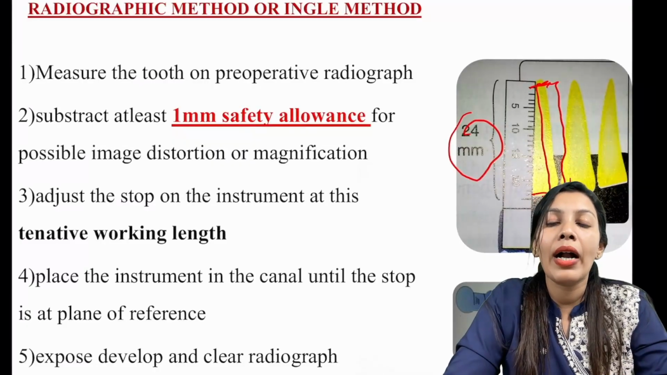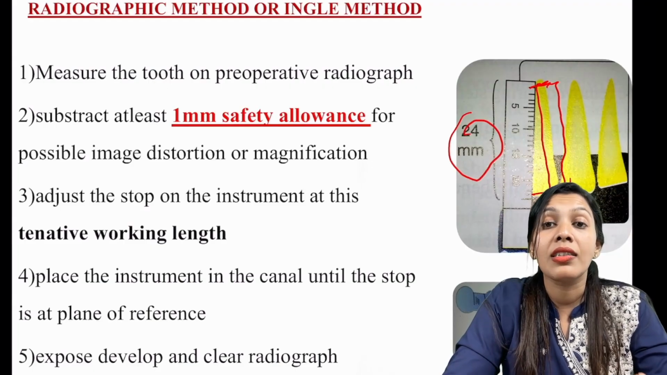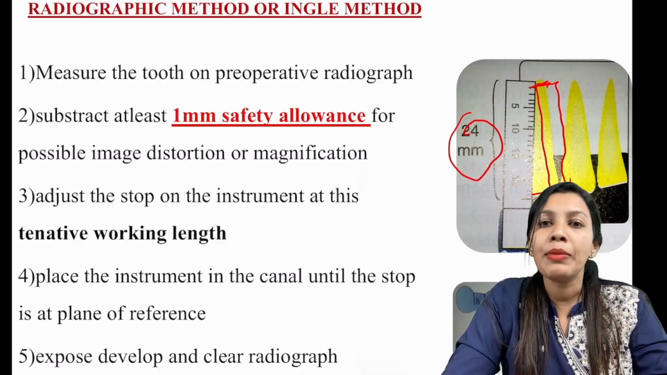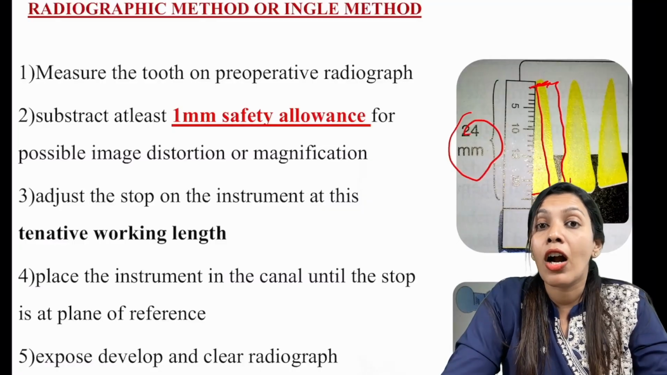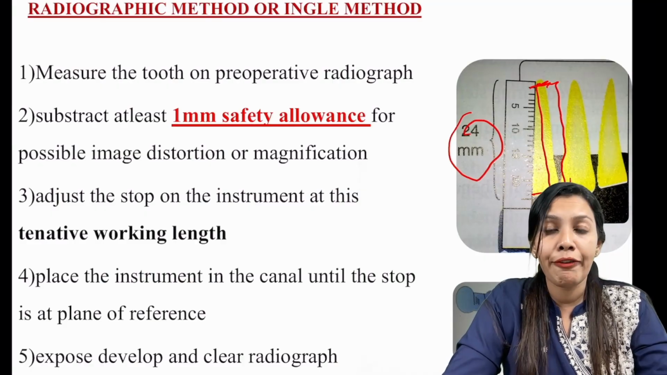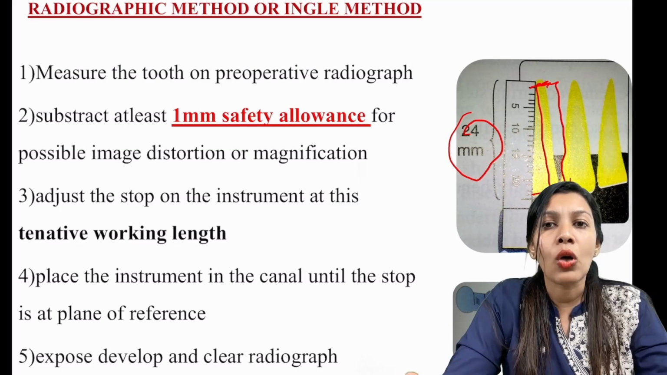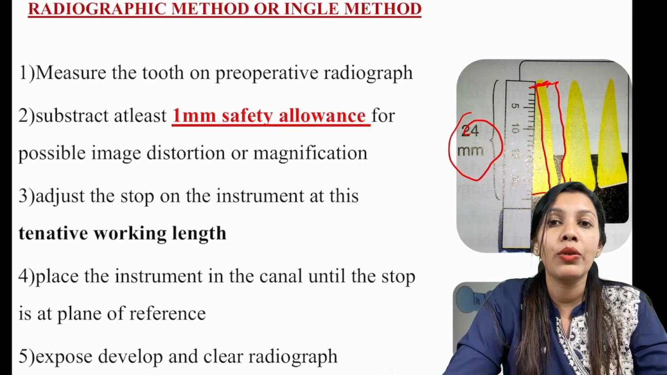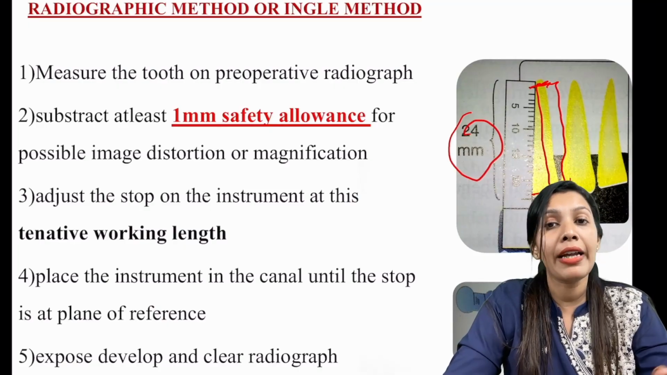So why is 1 mm removed? That 1 mm is called the safety allowance. Sometimes our radiograph might not be proper. There might be image distortion or magnification. So in order to compensate for these two, we reduce 1 mm, which is called the safety allowance.